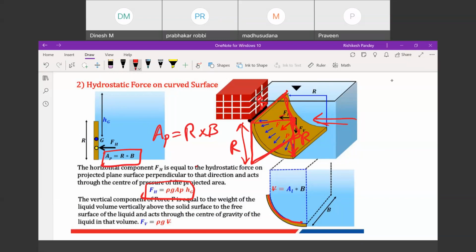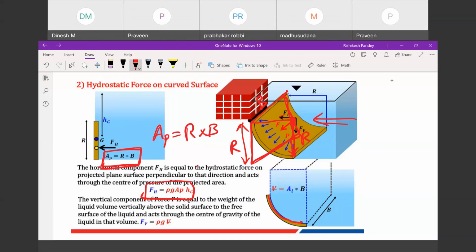Okay, this will be your projected area. Now how to calculate FH? That same formula, rho multiplied by g multiplied by area multiplied by h_G.